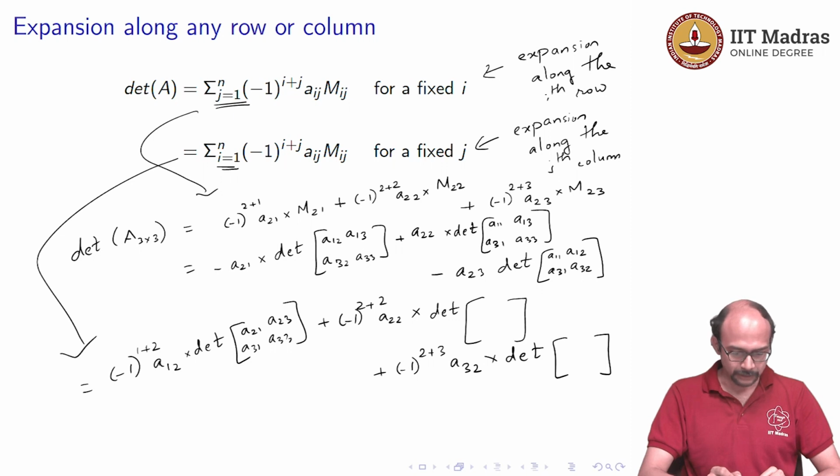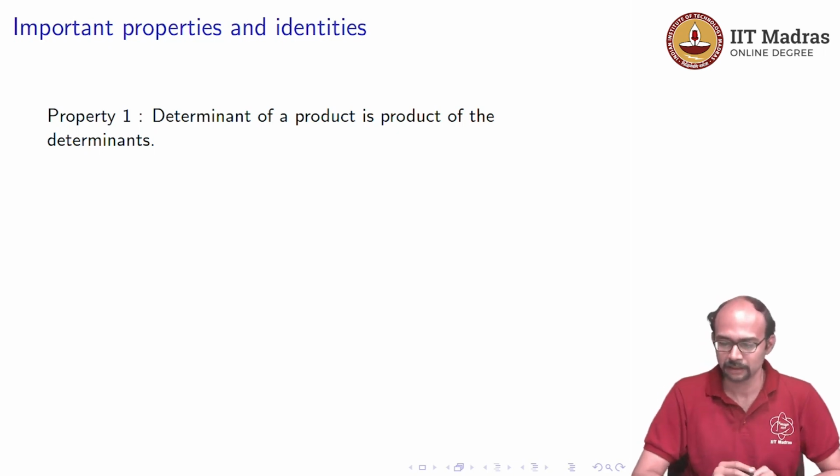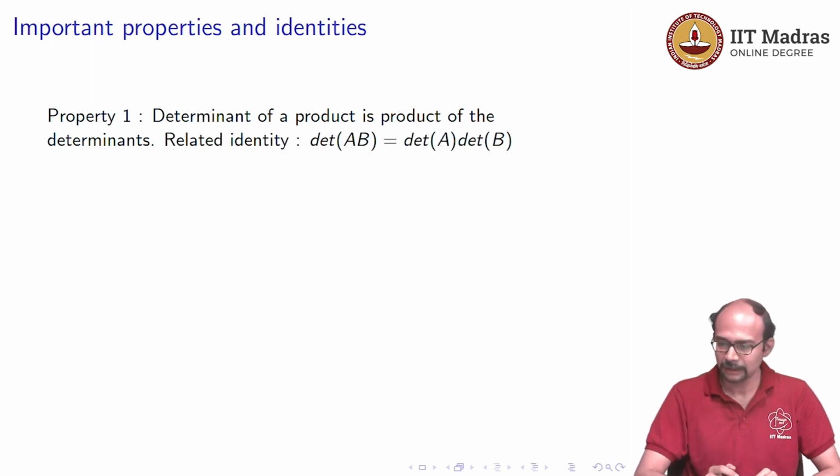The first property that we want to look at is the product. The same thing that we saw earlier still holds, namely that the determinant of a product is the product of determinants. What we mean by that is determinant of AB is determinant of A times determinant of B.